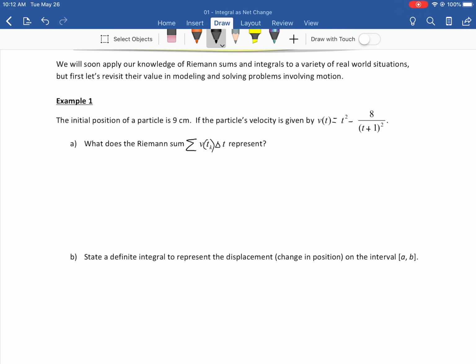So this question says the initial position of a particle is 9 centimeters. So it's 9 centimeters from something to start off with. Then the particle's velocity is given by v(t) = (t² − 8)/(t + 1)². Now what does the Riemann sum sigma v(tk) delta t represent? Well, let me draw a little picture of what's happening here.